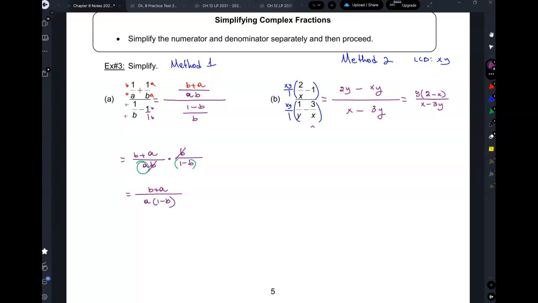Wait, so then why do you cancel out over there? Because look, it's B plus A times B, so that was AB. These are all being multiplied by each other, right? So here, B plus A times B over A times B times 1 minus B. They're all being multiplied, right? The terms aren't being added or subtracted. So either of these are okay.